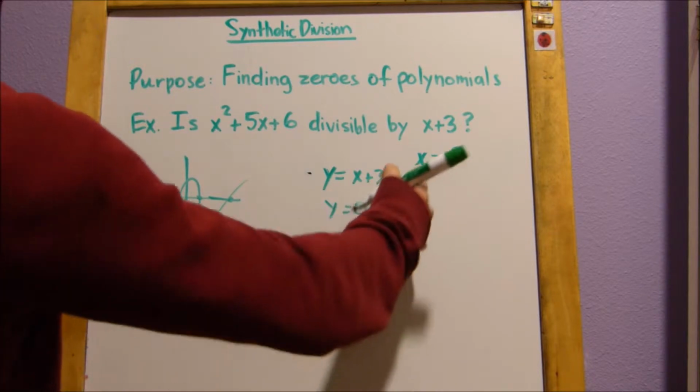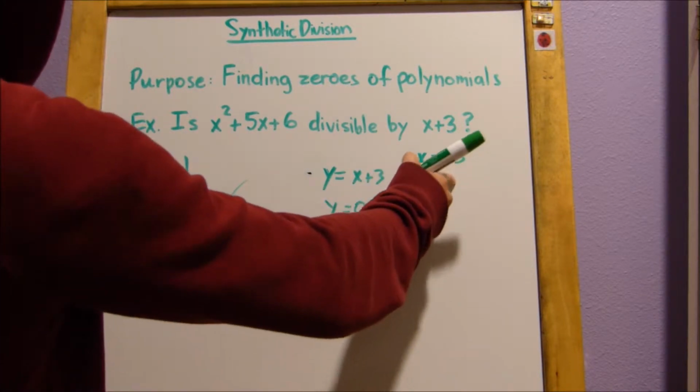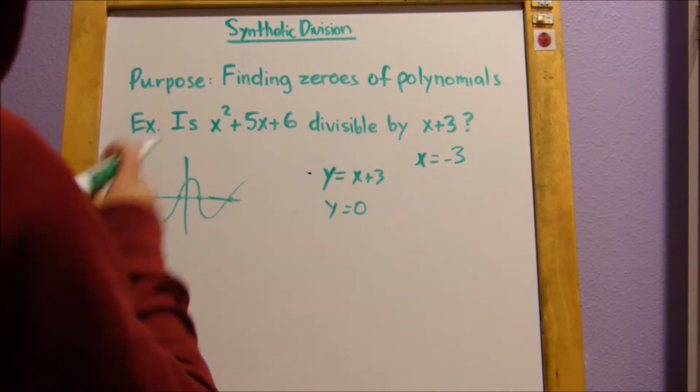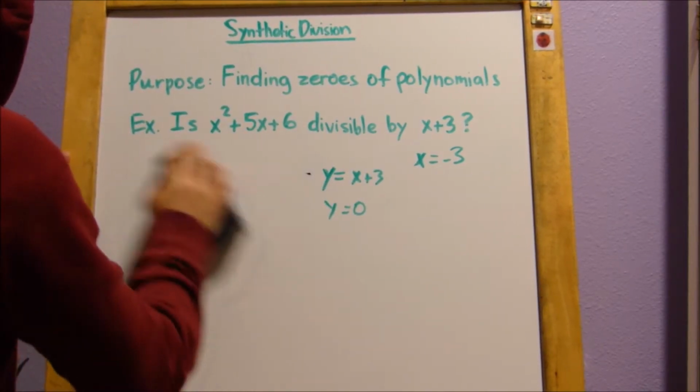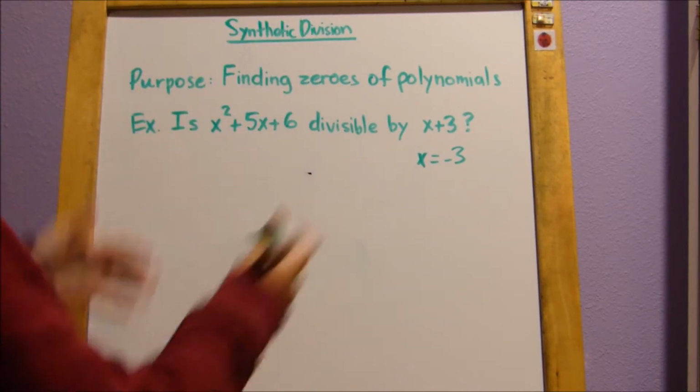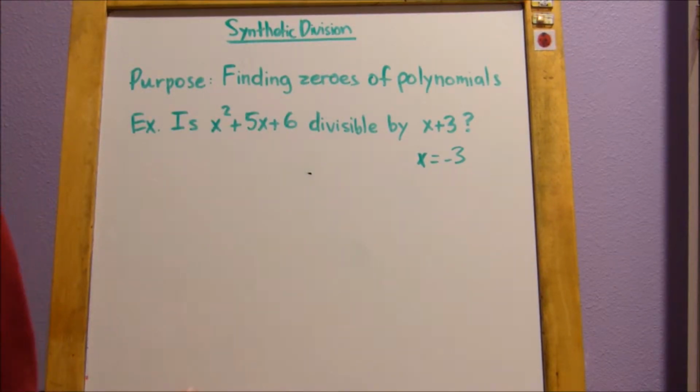So, to get 0, it has to be the opposite sign of the number, right? So, that's how we know that the root is going to be negative. So, we apply that same idea in synthetic division.